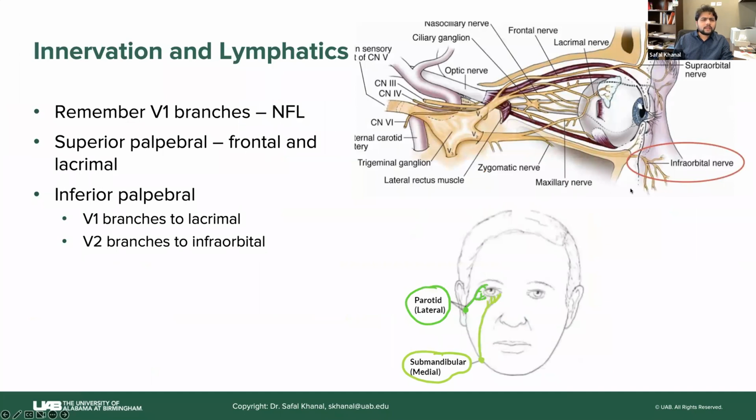Now the innervation, again, remember V1 branches: nasociliary, frontal, and lacrimal. The superior palpebral portion of the conjunctiva is from the frontal and lacrimal, and the inferior palpebral is from the V1 branch to lacrimal, and then the V2 branch to the infraorbital. Your drainage, the lateral side drains into the parotid, again, the medial side into the submandibular.